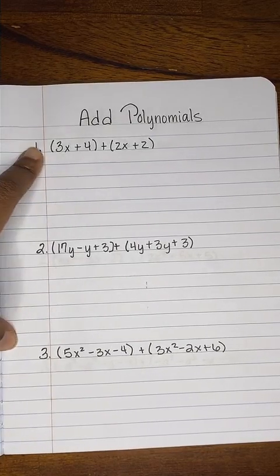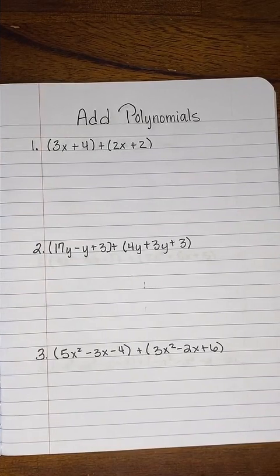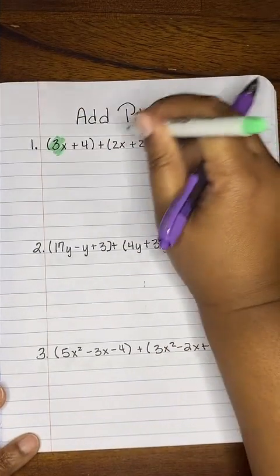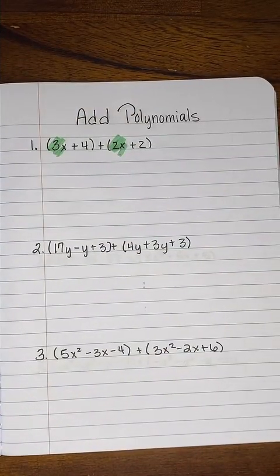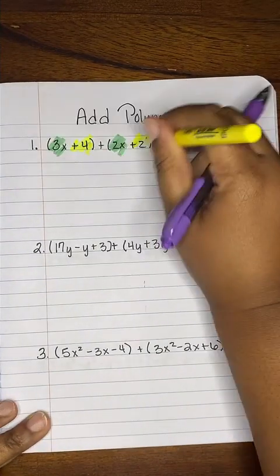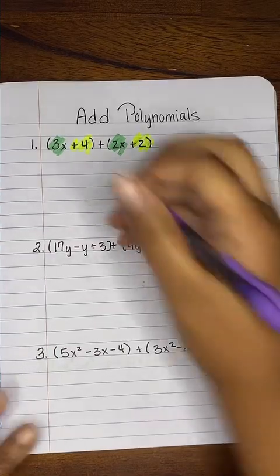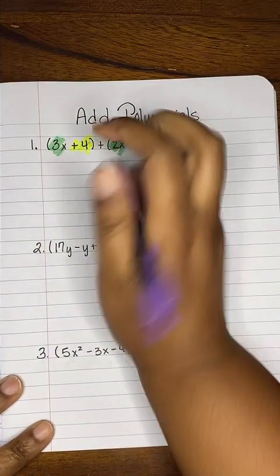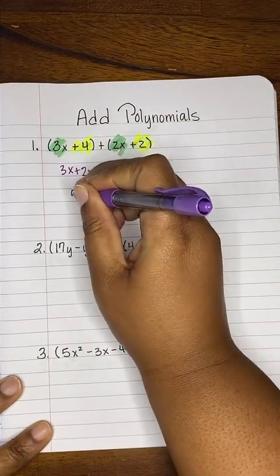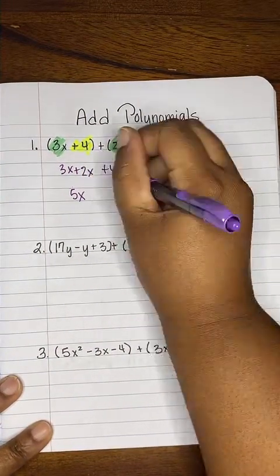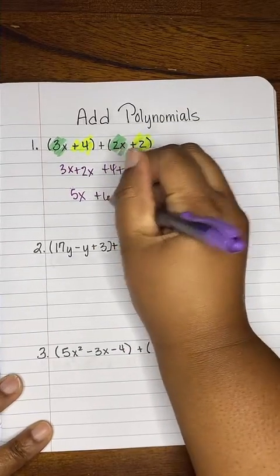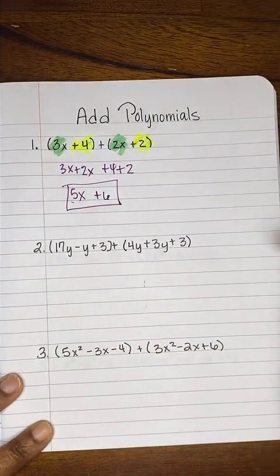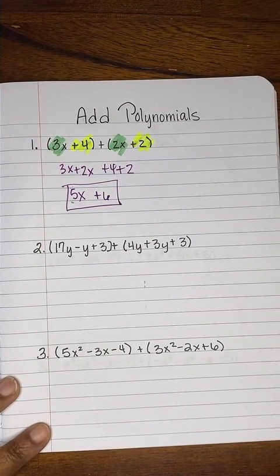So let's go to number 1. Remember, when you're adding polynomials, you have to look for the like terms. So I'm going to highlight 3x and the 2x because those are alike. And then we have the 4 and the +2. I'm going to combine my greens. 3x plus 2x gives me 5x. And then 4 plus 2 gives me +6. And remember, we stop here because these are not like terms. So this is our answer. Great. Somebody said 5x plus 6.